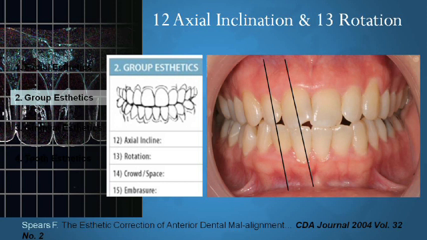The next parameters are 12 and 13. 12 and 13 are parameters of axial inclination and rotations. These parameters are going to be evaluated when we look at the retracted smile. And if we see considerable rotations, this should lead us into deciding to do possibly orthodontics. Now, if the patient has rotations, but they have teeth that are very unaesthetic already, maybe the shape of the teeth is undesirable, this may also make us decide to try to correct rotations and the shape of teeth using porcelain or composite restorations. So this is important.